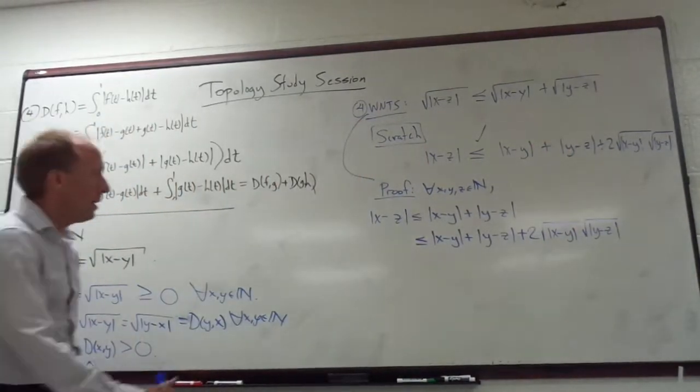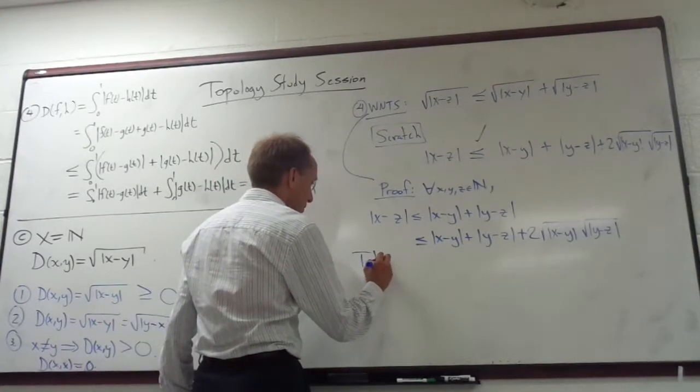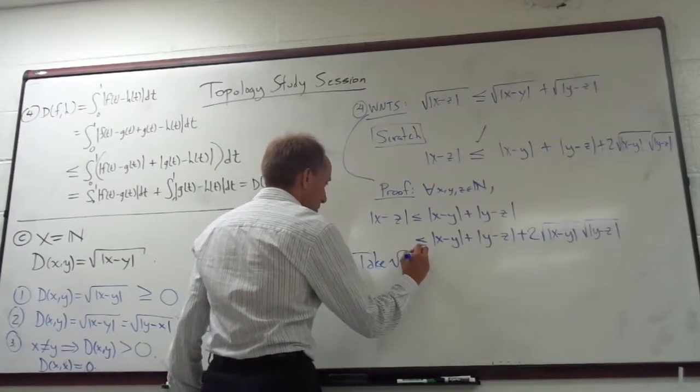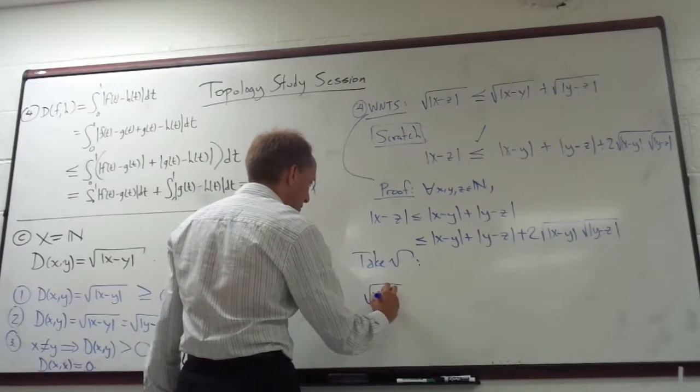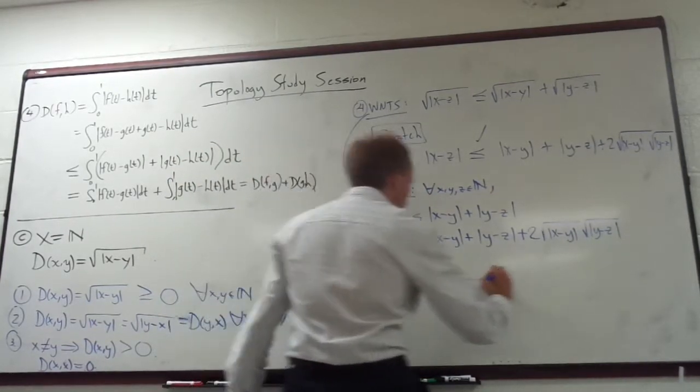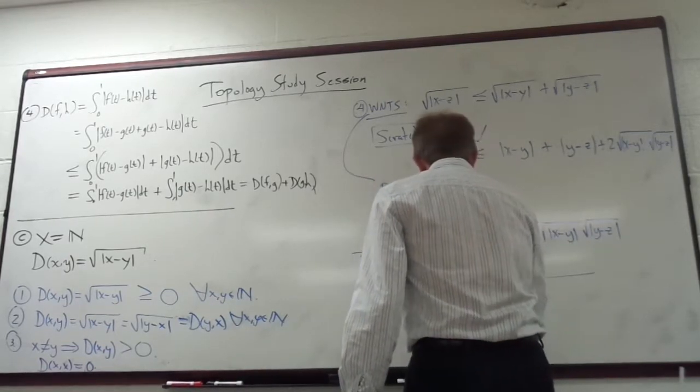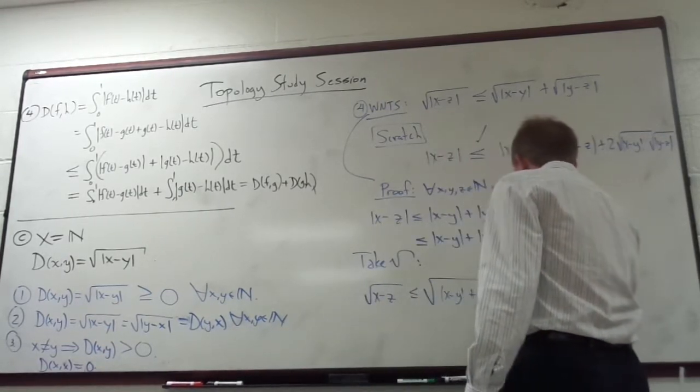And now, take the square root of both sides of this inequality, so you'll get the square root of absolute x minus z is less than or equal to the square root of this whole thing. To put the whole thing in here.